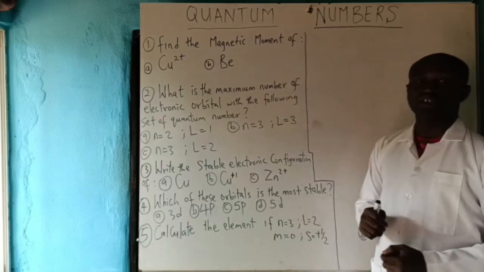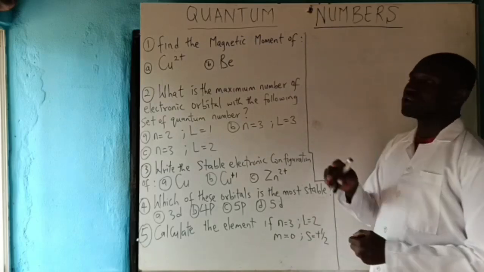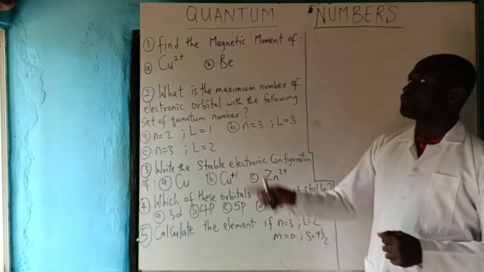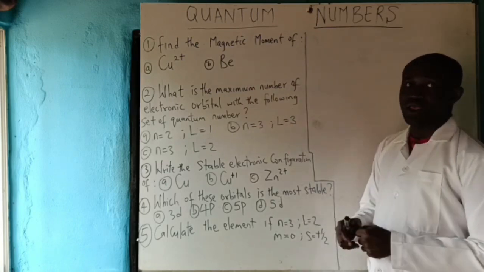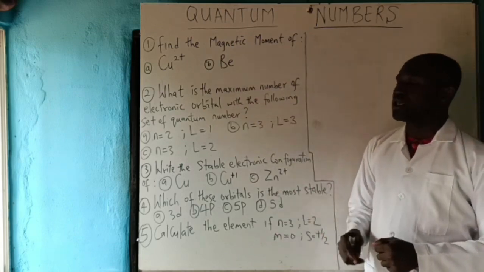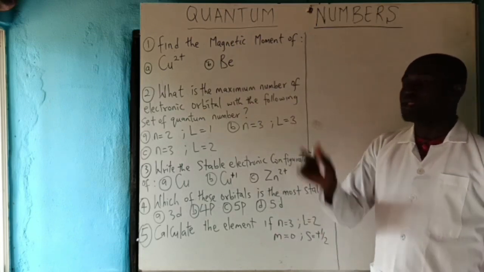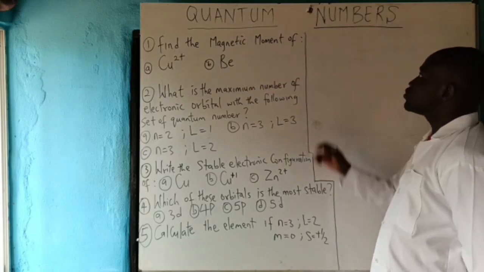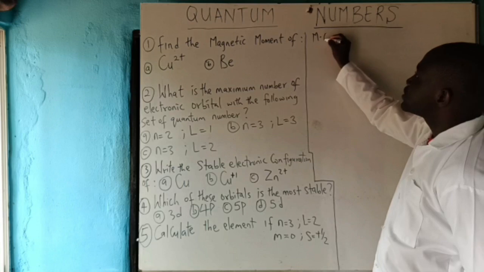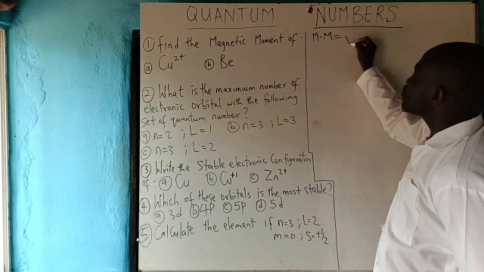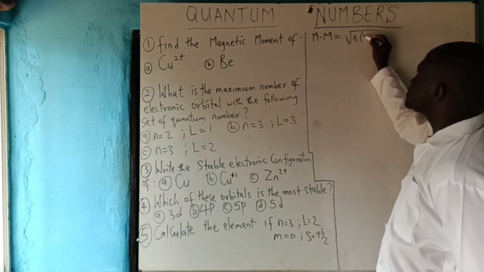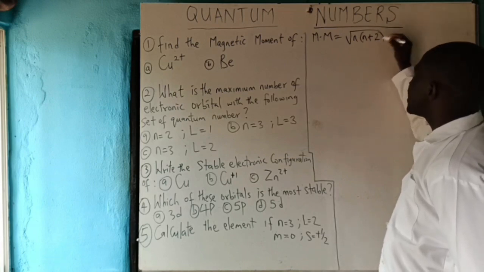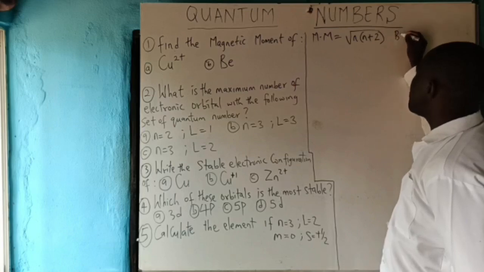Here are some of the questions we want to look into in quantum numbers. Number one, find the magnetic moment of A, copper 2 ion, and B, beryllium. Okay, let's see. To get the magnetic moment of this, we said that magnetic moment is equal to the square root of n(n + 2), and the unit is Bohr magneton.